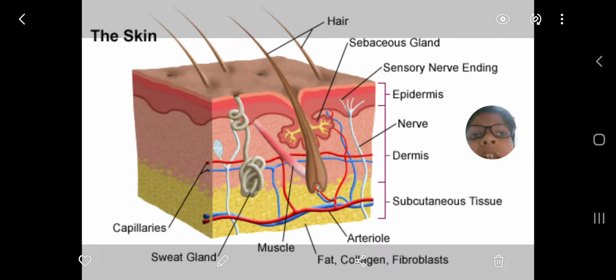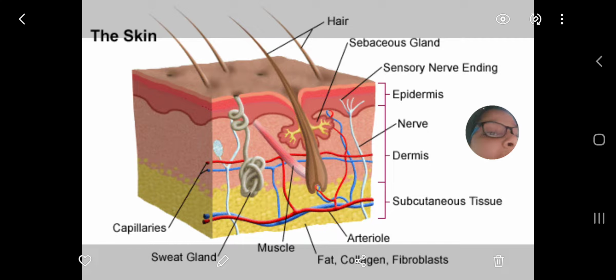So, hello friends, today we will learn about the skin. So, what is the skin function? It is a protective layer on our body that protects us from many diseases, right?